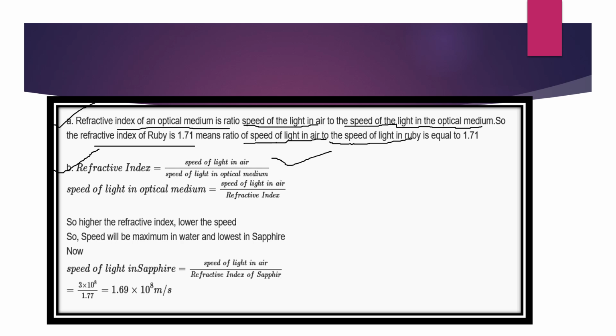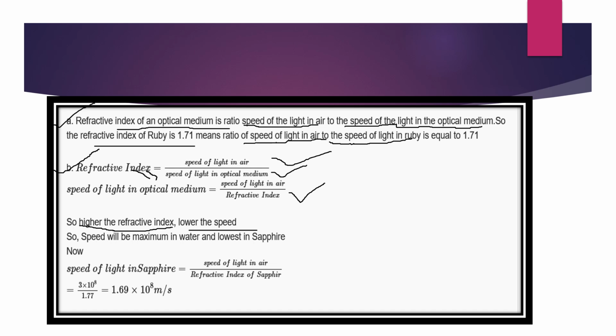So the speed of light in an optical medium is equal to, when I want to find the speed in the optical medium, I can just rearrange my data. So the refractive index will come over here, your speed will go over there. So it will be speed of light in air divided by the refractive index. So the higher the refractive index, the lower the speed. From this you can see.